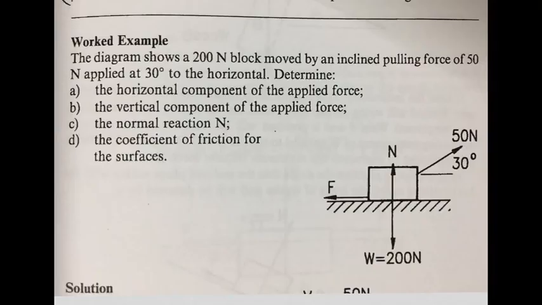Let's start with this little example. Once again, it's a block and it has weight of 200 newtons and it's moved by an inclined pulling force. The last example, the force was horizontal. In this case, it's inclined at 30 degrees to the horizontal, as shown here.